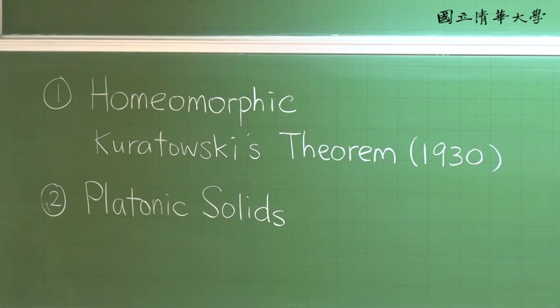So this theorem checks if a graph is planar or not. It gives us a very strong condition: if a graph possesses a certain property, then it will be non-planar. Otherwise, it will be planar. So there is an if and only if condition. To understand this, we need the concept of homeomorphic. After that, we will talk about Platonic solids. So let's start.